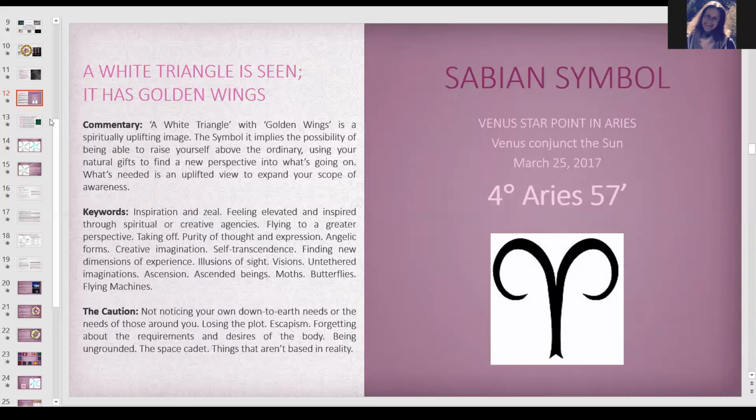The caution: not noticing your own down-to-earth needs or the needs of those around you, losing the plot, escapism, forgetting about the requirements and desires of the body, being ungrounded, the space cadet, things that aren't based in reality.